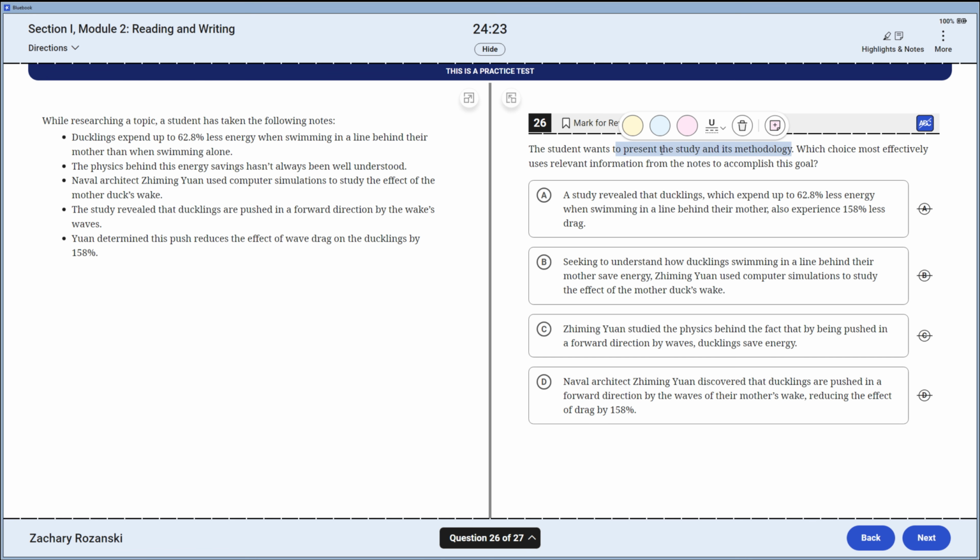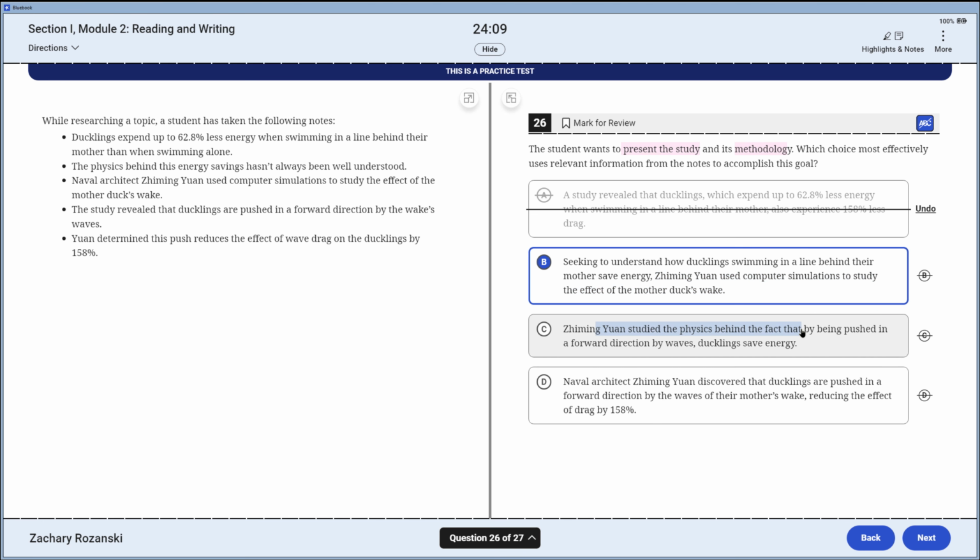I'm going to present the study and its methodology. It's twofold here. I'm very comfortable with methodology. A study reveals that ducklings, which expend, this is just about results, seeking to understand. This is absolutely speaking to the study, presenting the study, and then computer simulations is a beautiful methodology. Study the physics behind the fact.